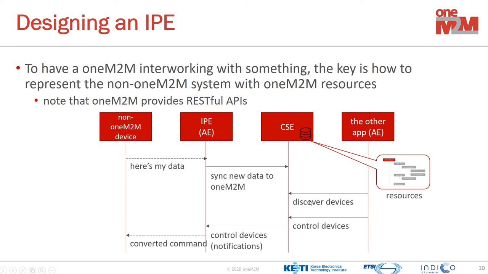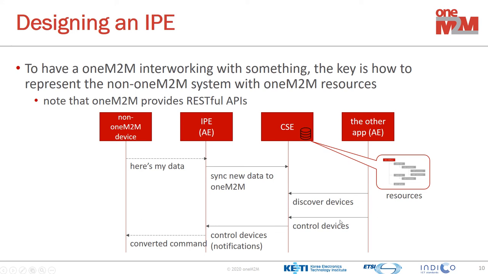So the other applications can discover the devices because devices over there will be represented by a resource, whatever we choose by the design, and it should be done a priori by the IPE. So there will be resources representing devices, the sensors and controllers, and the current status of the device, and so on and so on.